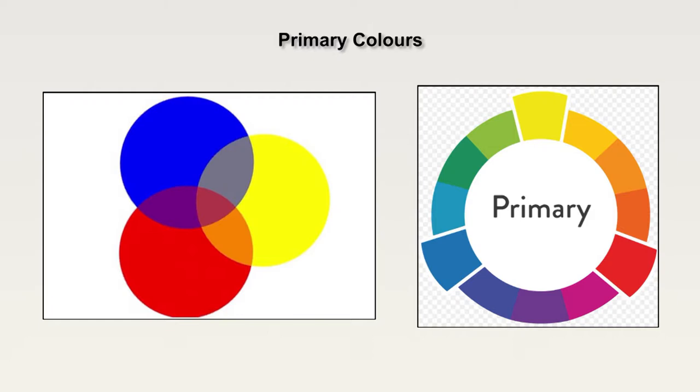The triad of primary colors form the points of an equilateral triangle within the color wheel. They are also an example of triadic colors, which we will see in detail in the coming modules.